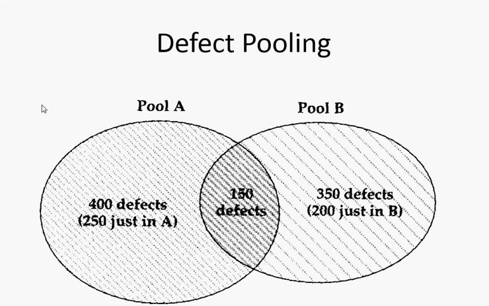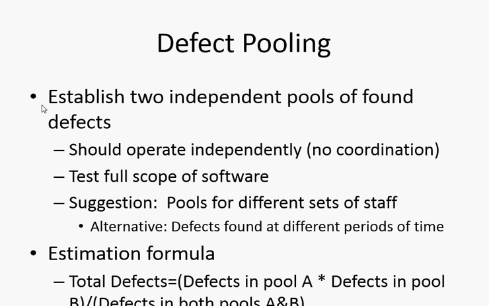And it's symmetric. You can do the same thing in the reverse. Talk about finding the 350 and how many of those did Team A find, etc. So this is the underlying mathematics of it. Number found by Team A times the number found by Team B divided by the number that are in both pool A and pool B. Does that make sense to people? Are people comfortable with that?